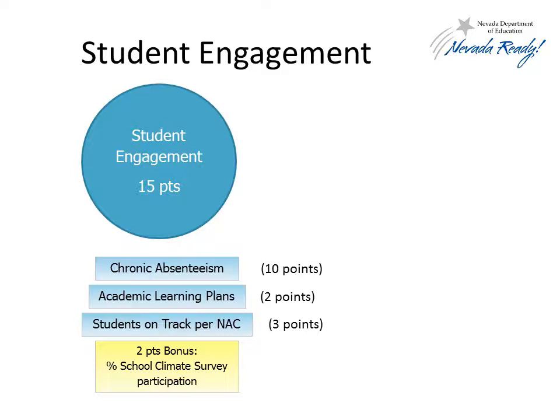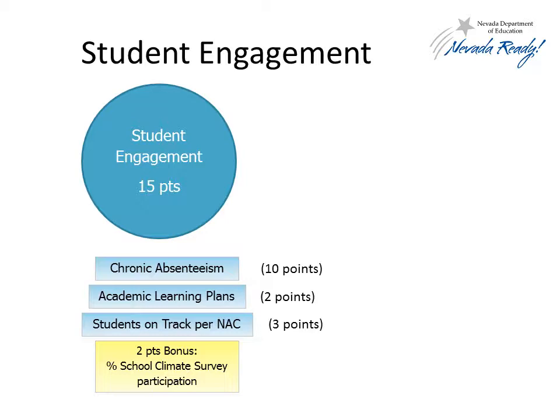The student engagement indicator is made up of 3 measures. Research shows that attendance matters and that chronic absenteeism negatively affects academic achievement. Chronic absenteeism is defined as missing 10% or more of school days for any reason, including excused, unexcused, or disciplinary absences. Students who are absent due to school-sponsored activities are not considered absent for the purpose of this calculation.